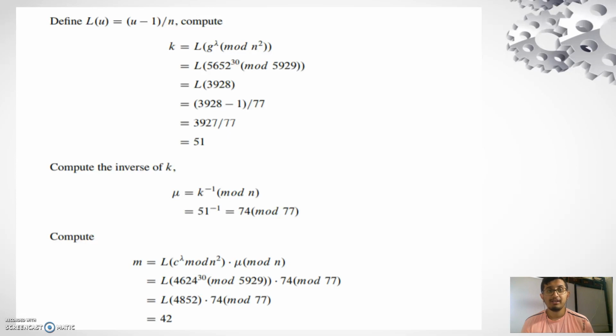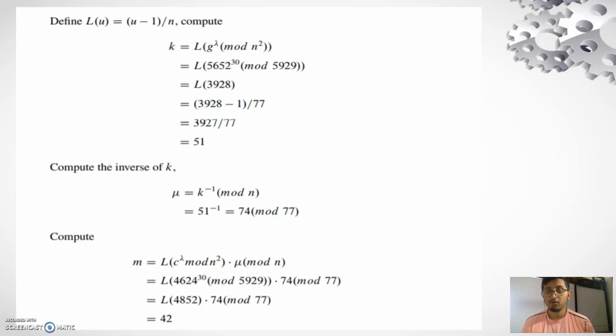Now L of 3928. We'll use the L function, that is u minus 1 upon n. So 3928 minus 1 upon 77. Thus we get k is equal to 51. Now we'll compute the inverse of k, which will be the multiplicative inverse. That will be mu. It equals k inverse mod n.